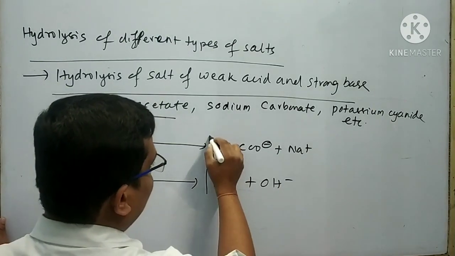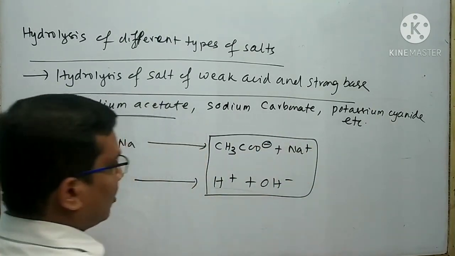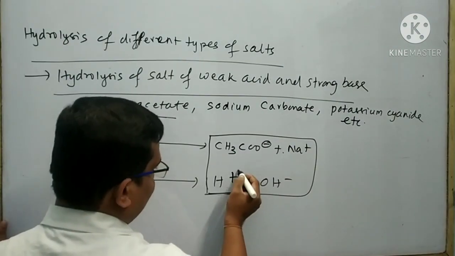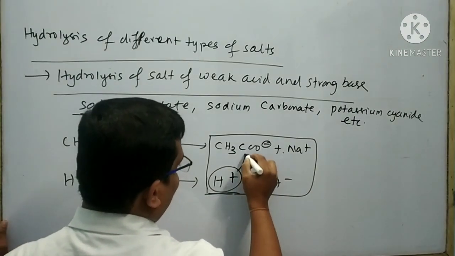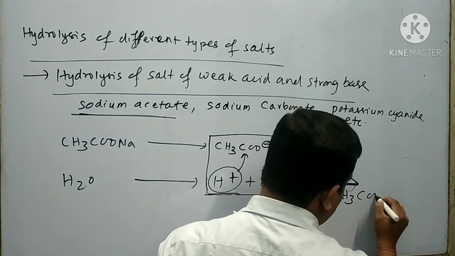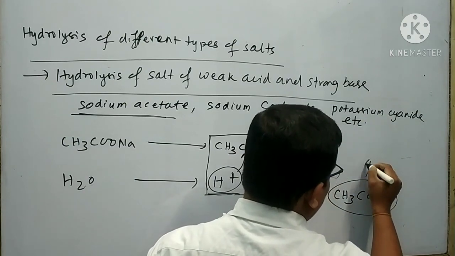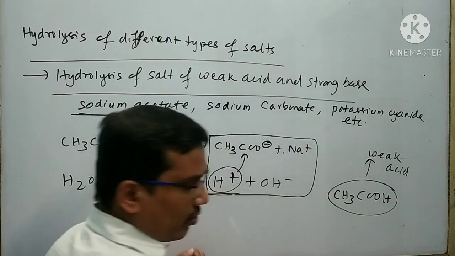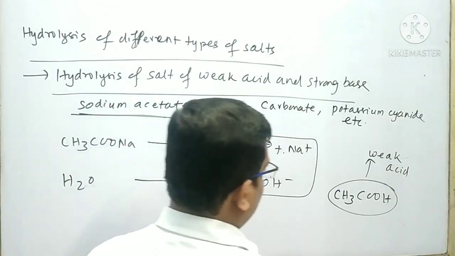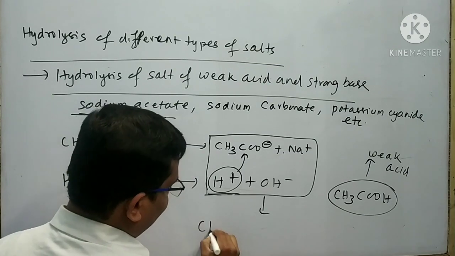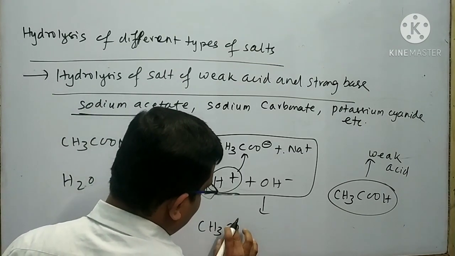Hydrolysis means interaction of the ions of the salt with the opposite ions of the water. That means here H plus ion interacts with the acetate ion. As a result, acetic acid is formed. Acetic acid is a weak acid, so it does not undergo further dissociation. That means here the resultant species is CH3COOH.